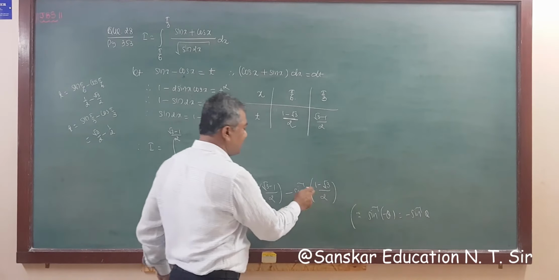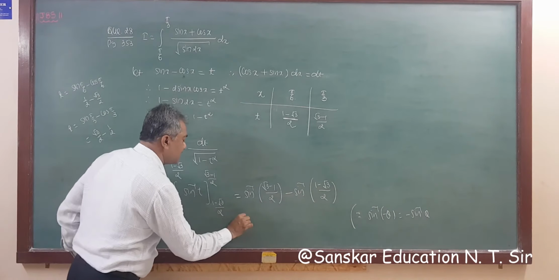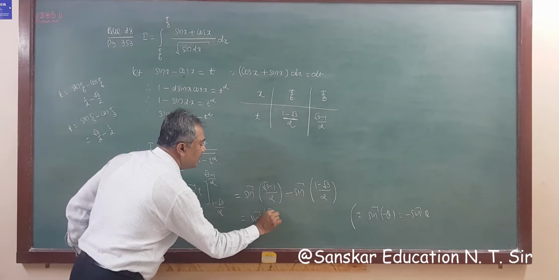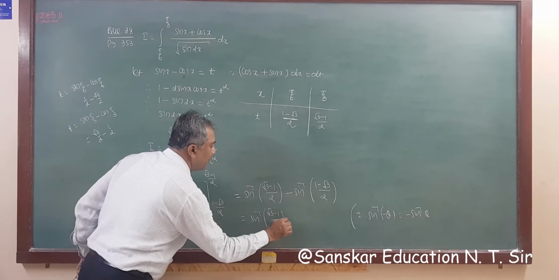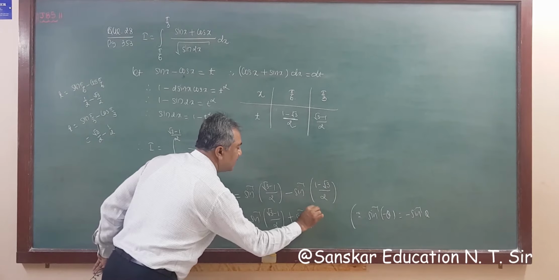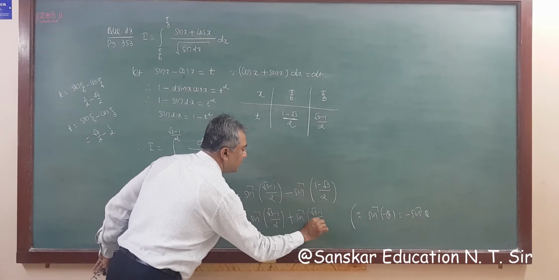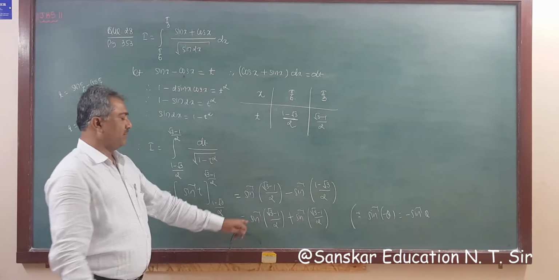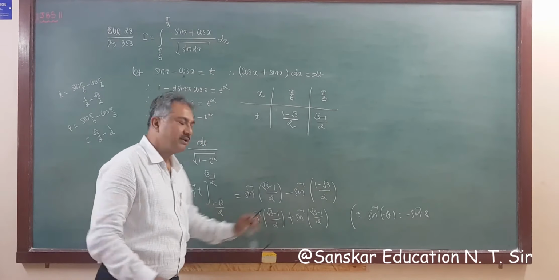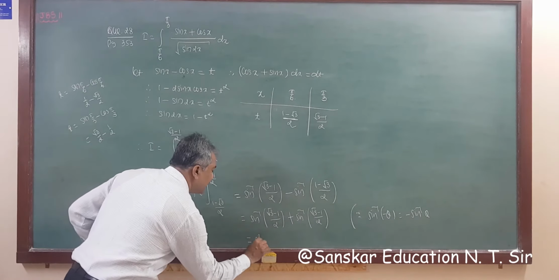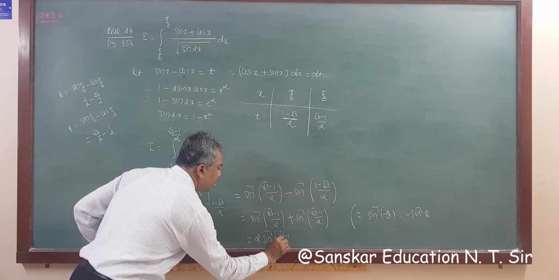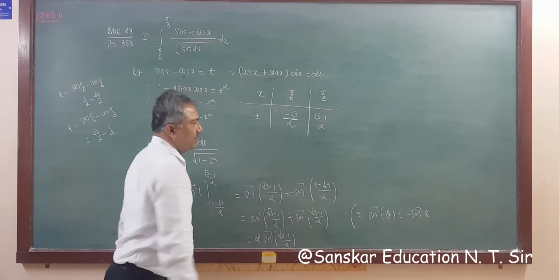So this minus comes outside, so minus minus plus. So the answer will be sin inverse of root 3 minus 1 divided by 2 plus sin inverse of root 3 minus 1 divided by 2. So 1 plus 1, 2. So the answer will be 2 times sin inverse of root 3 minus 1 by 2. Right?